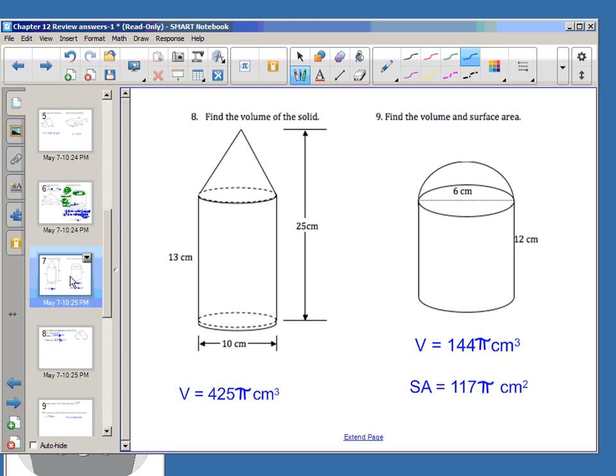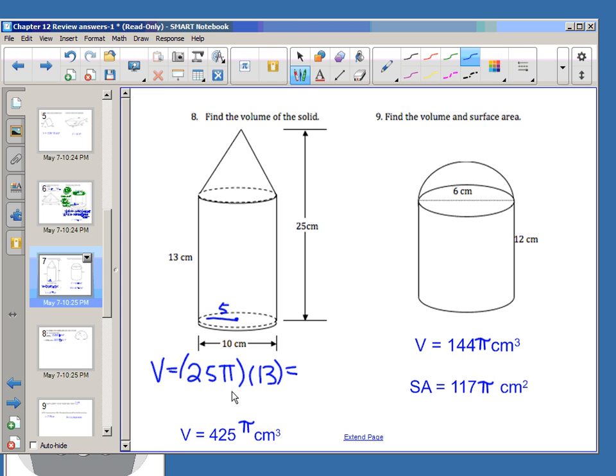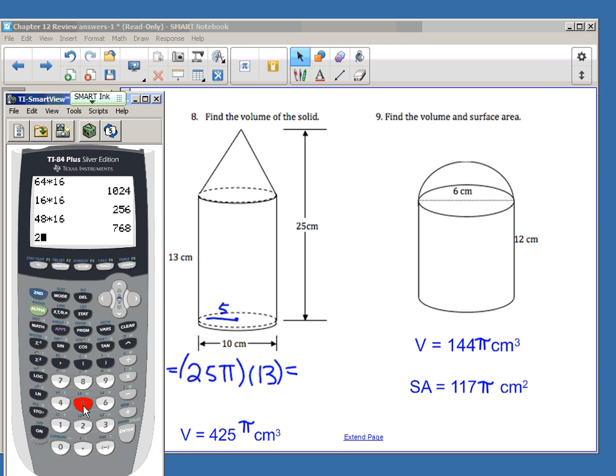We're going to find the volume of this cylinder with a cone on top. So the cylinder should be pretty easy. The radius of it is 5. So my base area, when I go to find the volume, it's going to be 25 pi. So that's 5 squared pi times the height of the cylinder, which is 13. And that gives me a total of 325 pi.